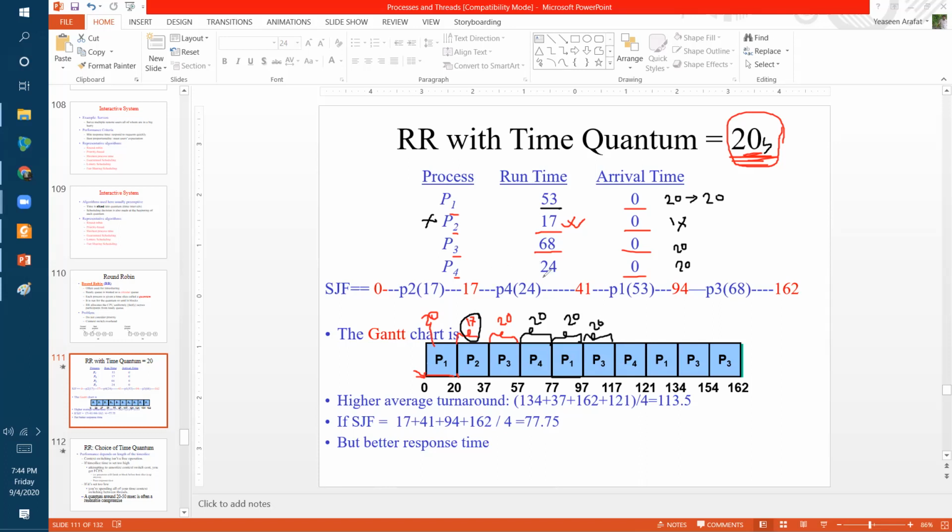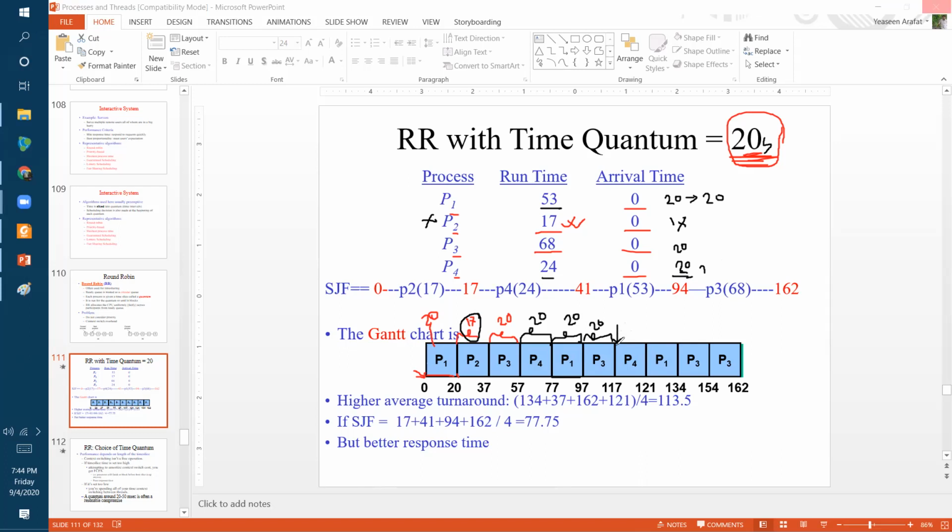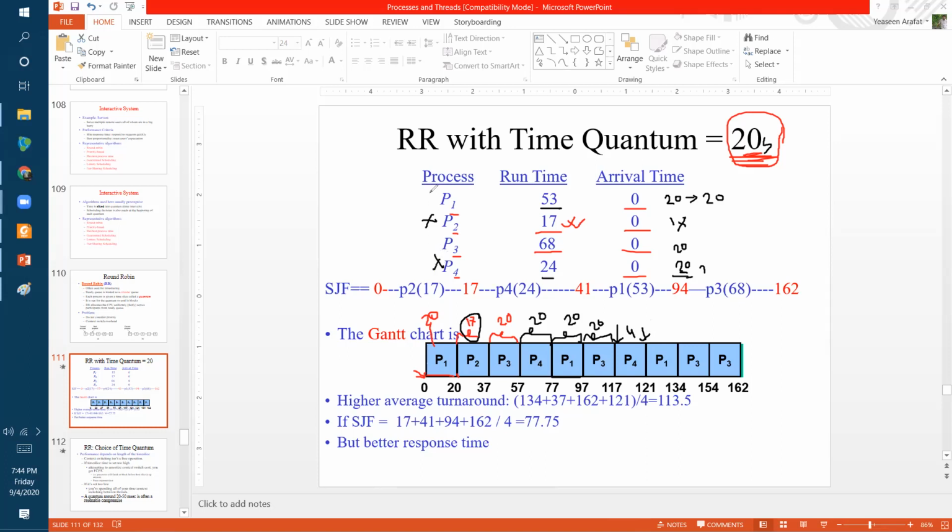Now P4 has already done its 20 seconds job, so the remaining time to finish P4's job is only 4 seconds. So P4 will get the chance at 117 seconds and work for only 4 seconds. Then it has done its job perfectly. So after P4, P1 will come.